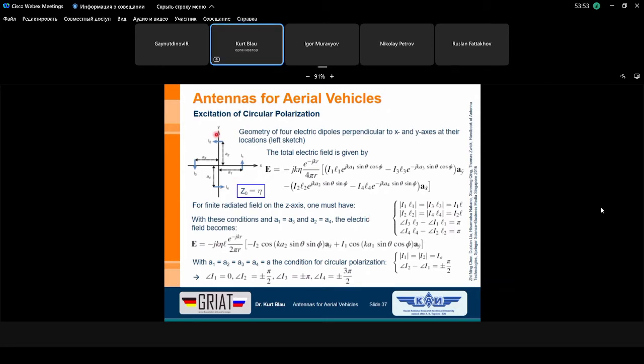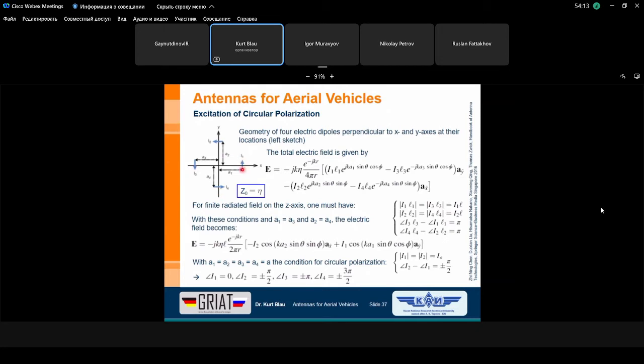Let's assume we have here two pairs of very small dipoles. I will not say Hertzian dipoles, let's say small dipoles. This is one pair, and this also is one pair. Okay, let's start with the x-axis.